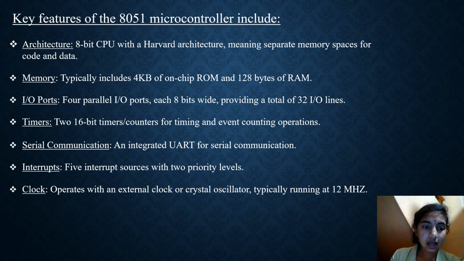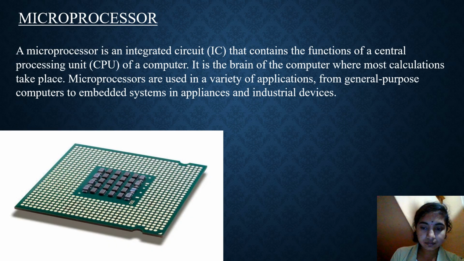So next is interrupts. So there are mainly 5 interrupt sources with 2 priority levels. So next is clock. It operates with an external clock or crystal oscillator, typically running at 12 megahertz. So these are the key features of the microcontroller.